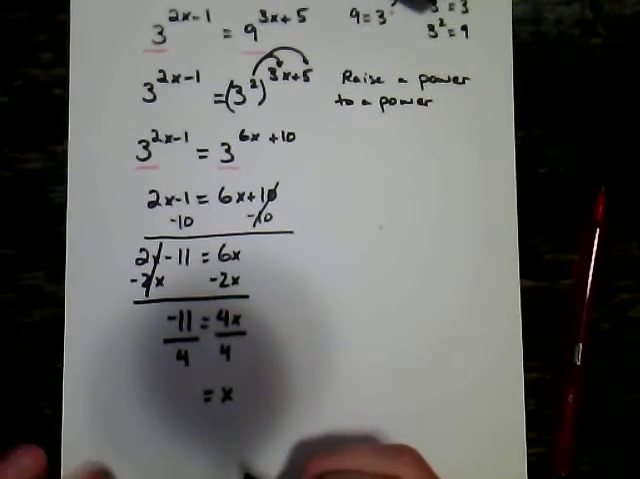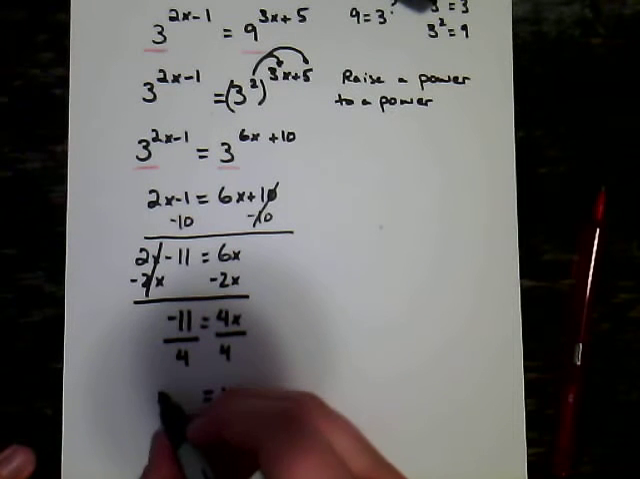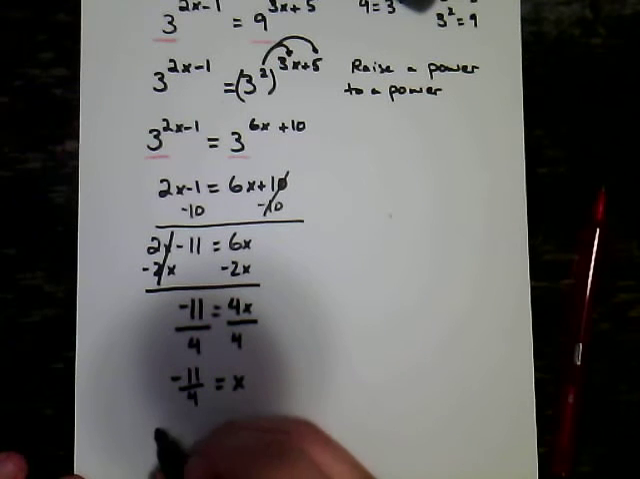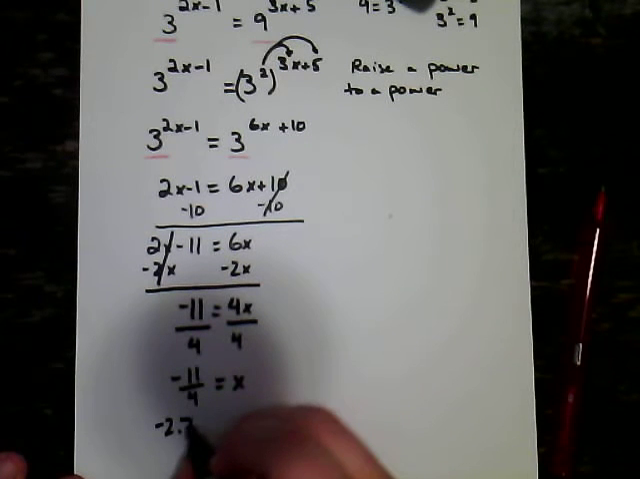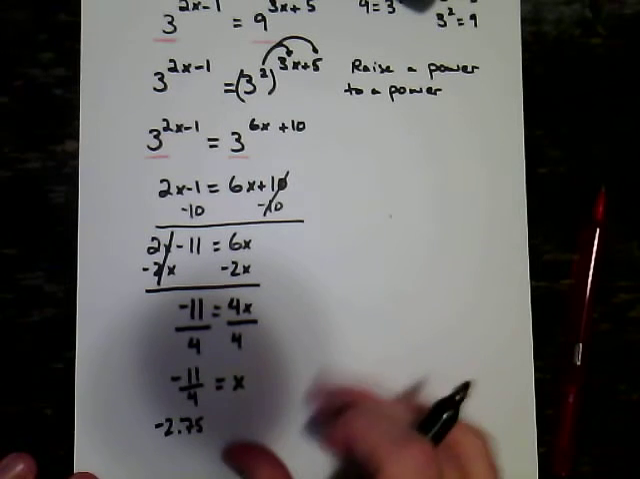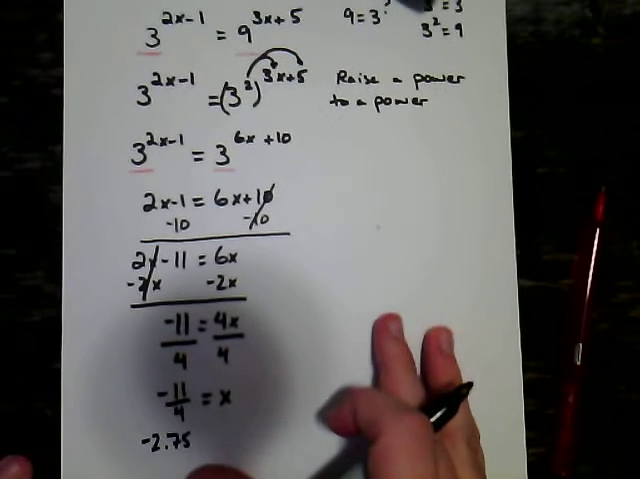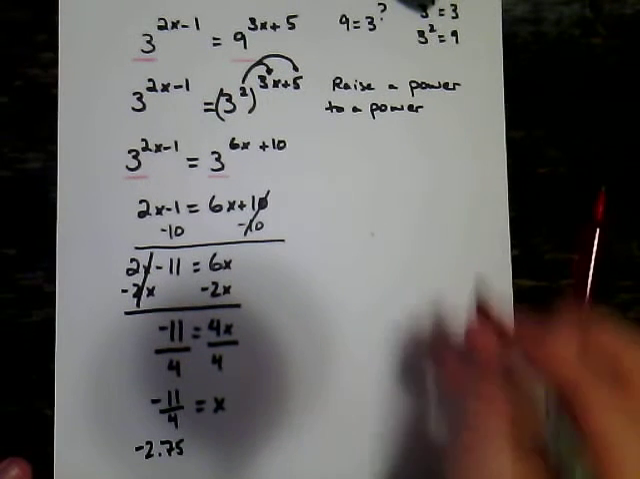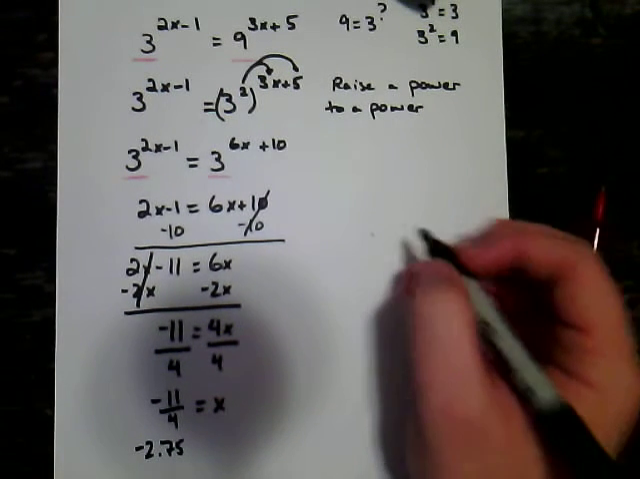And you could find a decimal here. As a fraction, it's just going to be negative 11 over 4. If you want the decimal, it's going to be negative 2.75. Okay, either of those is fine, whichever you prefer. Okay, so let's go ahead and take a look at plugging it back in. Okay, we want to check our answer. You don't have to do this all the time. I'm just showing it to you now.